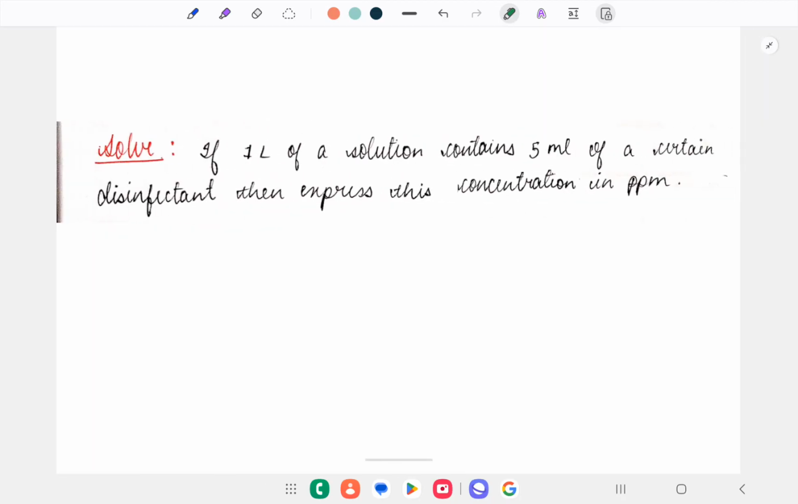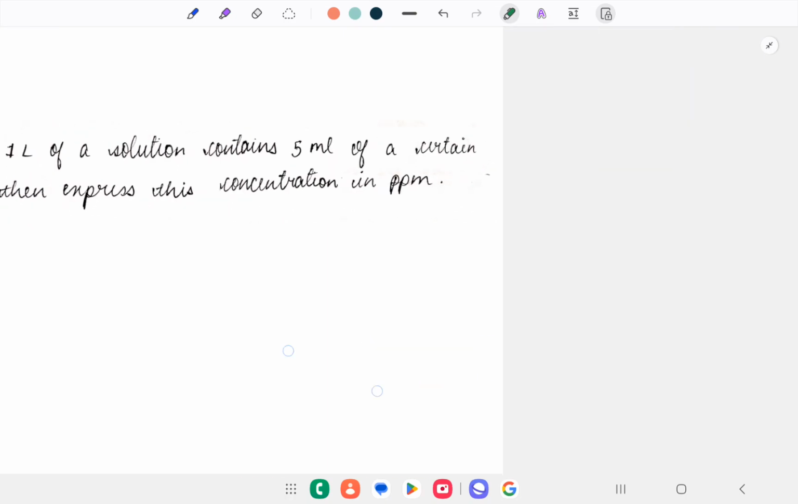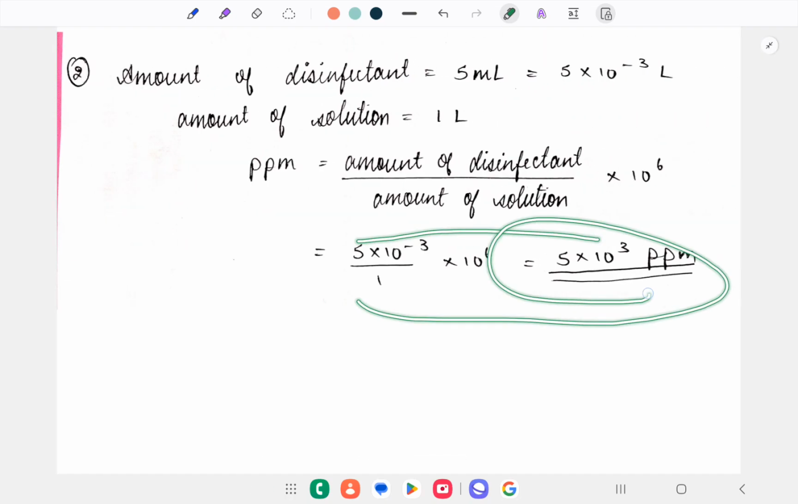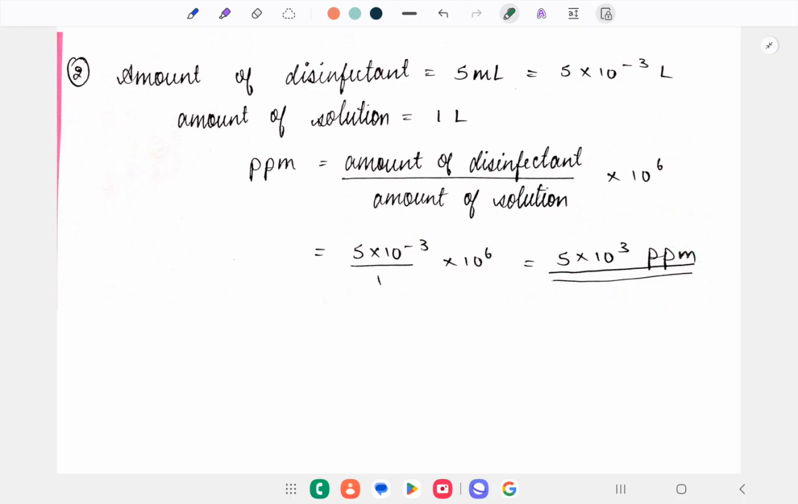Moving to the next question, that is, if 1 liter of a solution contains 5 ml of a certain infectant, then express its concentration in ppm. So what is provided to us? The amount of infectant, which is 5 ml. So we convert it into liters, and the amount of solution is 1 liter. So simply placing this in the formula, we can get the answer to be 5 into 10 to the power 3.